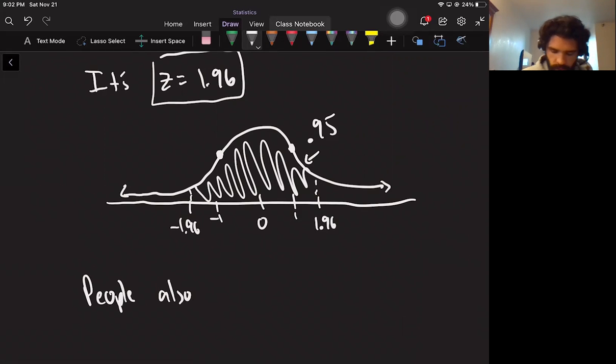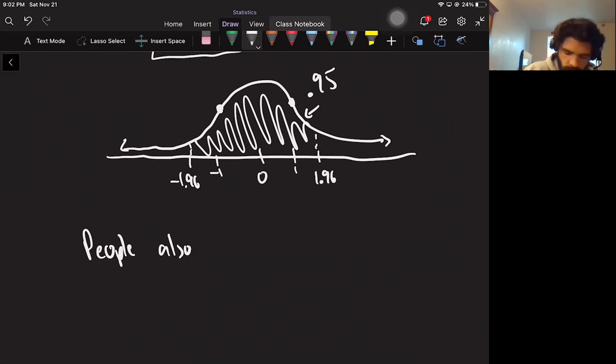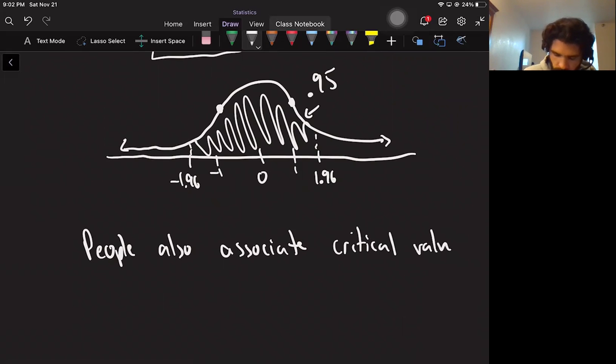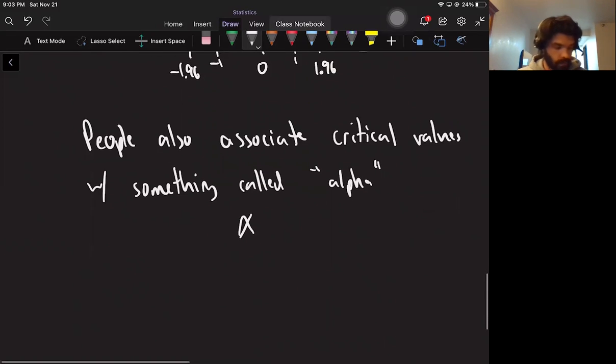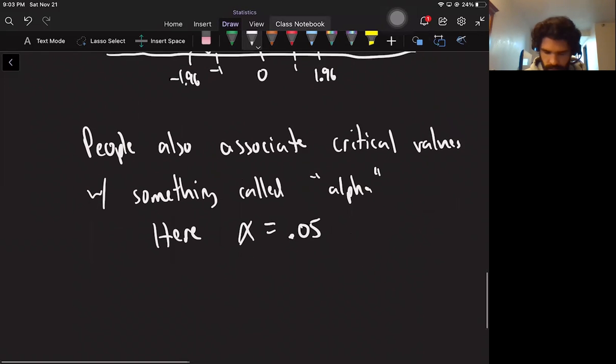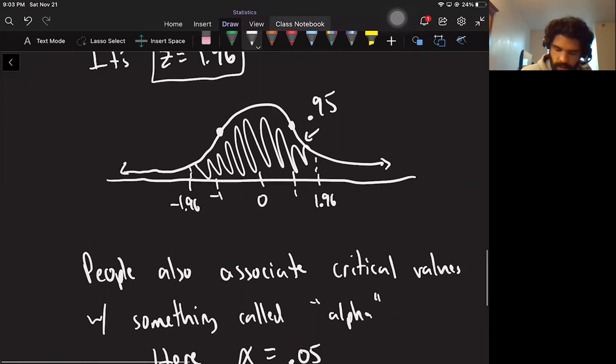So you'll see this if you ever Google confidence interval or something. People also associate critical values with something called alpha. It's the Greek letter alpha. And here alpha is 0.05. So why do they name this? I don't know, because it's just the opposite of this number.